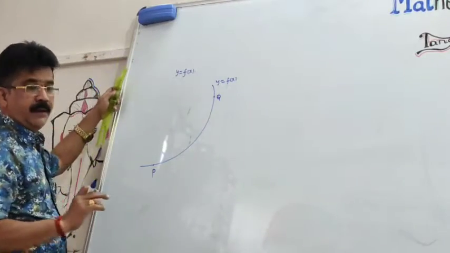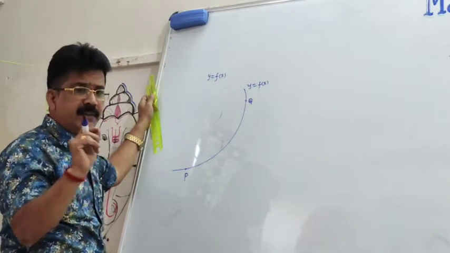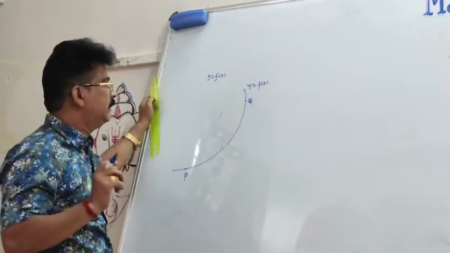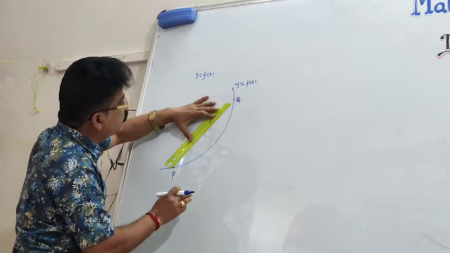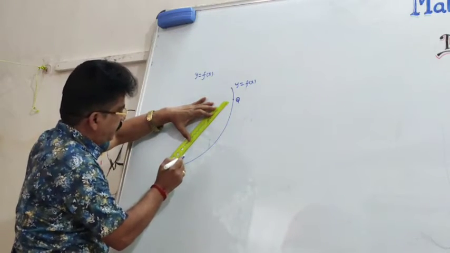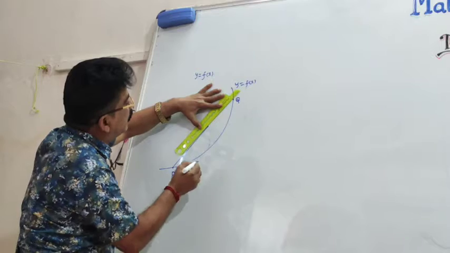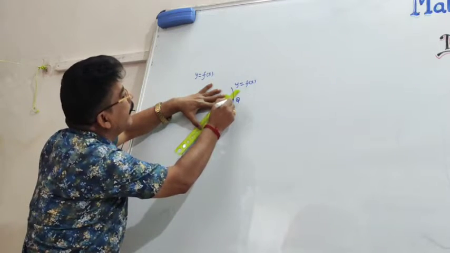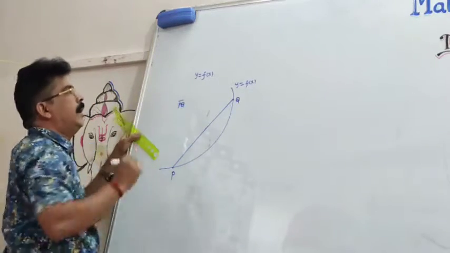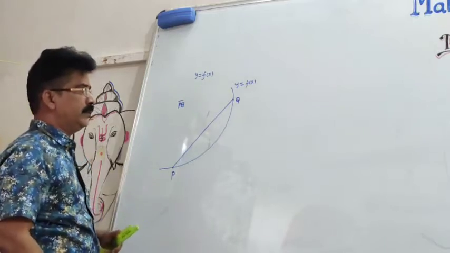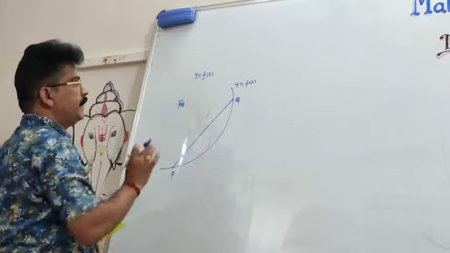So in geometry, a line segment is the line joining two points. Let us join the two points P and Q. Then we obtain the chord PQ. This is the PQ chord of y is equal to f of x. The line joining the two points is called a chord. It is denoted by PQ chord.